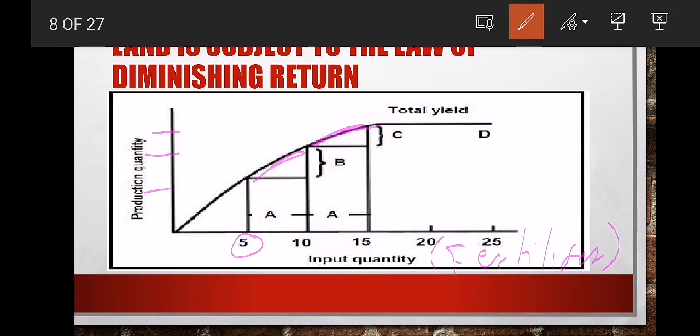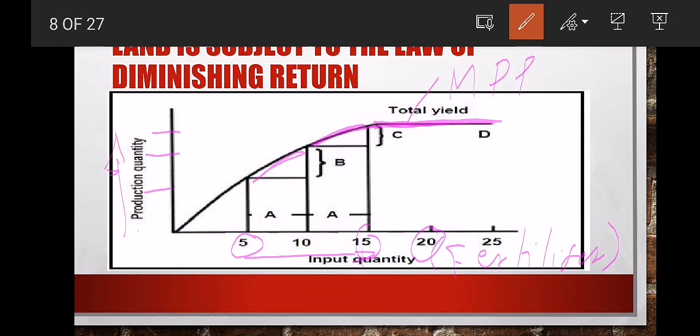But what I want you to notice is that the more you add the fertilizer, the more the production increases. But then here we have reached 15 bags of fertilizer, and the farmer continues to add the fertilizer. If you add 20 bags of fertilizer, what happens to the production? The production no longer increases. We can say here it has reached a maximum production potential. The production of the land no longer increases, as you can see here in D.